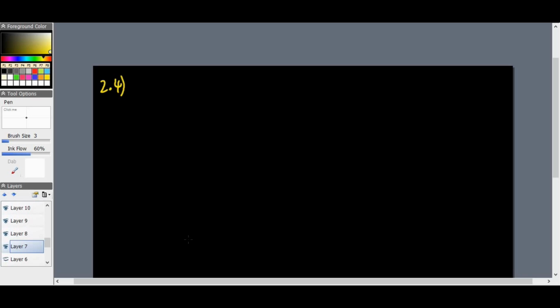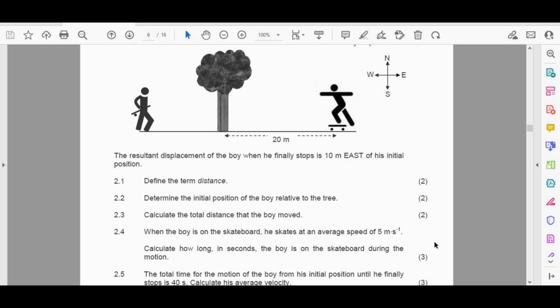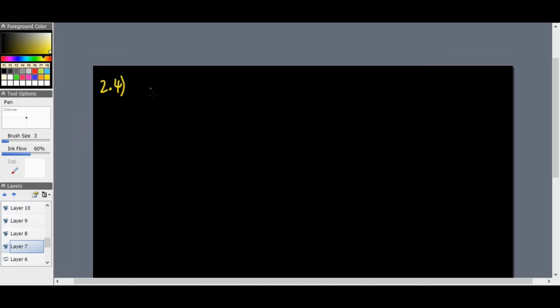Okay, 2.4 was when the boy is on the skateboard, he skates an average of 5 meters per second. Calculate how long in seconds the boy is on the skateboard during the motion. Okay, that is v equals delta x over delta t. Okay, the standard velocity formula, and then that should equal, well, the velocity we know is 5 meters per second. The delta x, the displacement is 25 meters, and we're looking for time, so that's going to equal 25 divided by 5. Therefore, the time is 5 seconds.